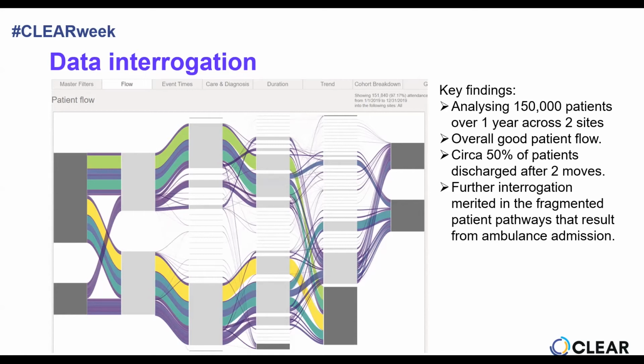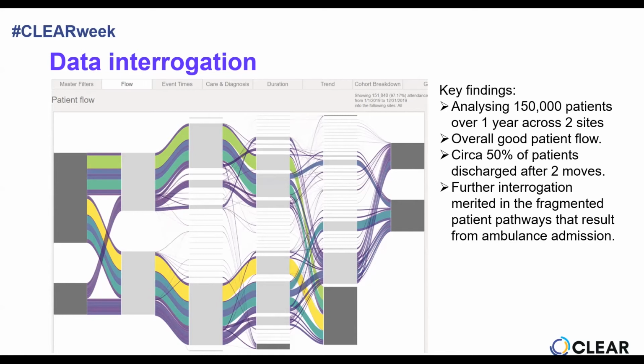And so in this particular scenario, if we're looking at Goodwill Hospital, what we're finding in the data is that if we look at all of the trust or all of the department and the 150,000 patients that pass through it over 1 year, overall, the flow of patients through the hospital is actually not too bad.